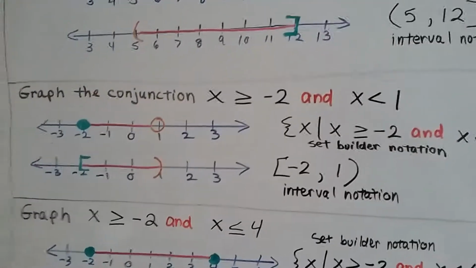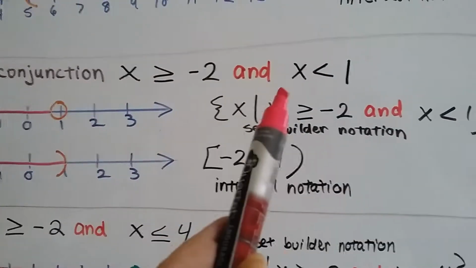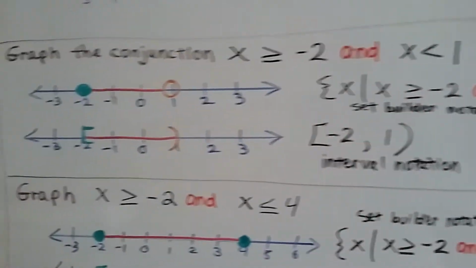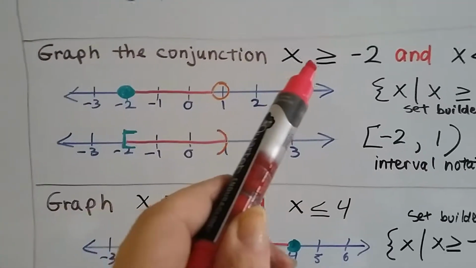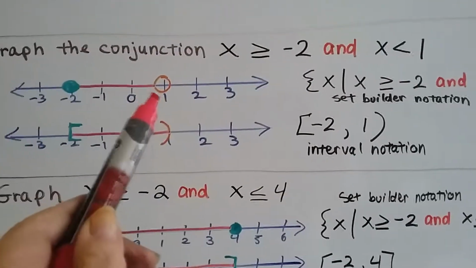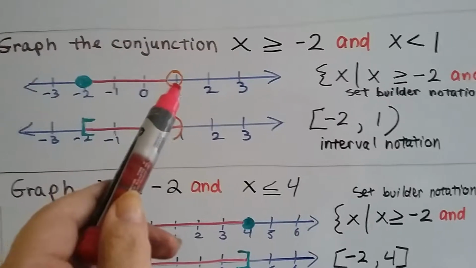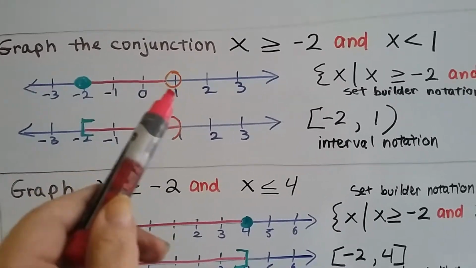See? Graph the conjunction x is greater than or equal to negative 2 and x is less than 1. So it includes the negative 2, so we put a filled-in dot, and it's less than 1, so it doesn't include the 1. So we put an open circle, see?